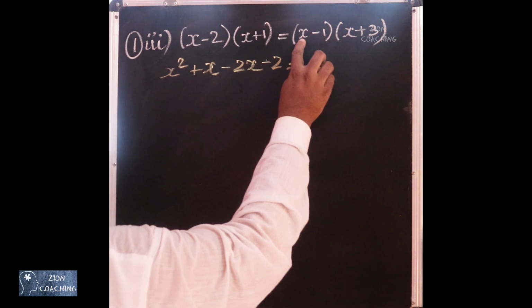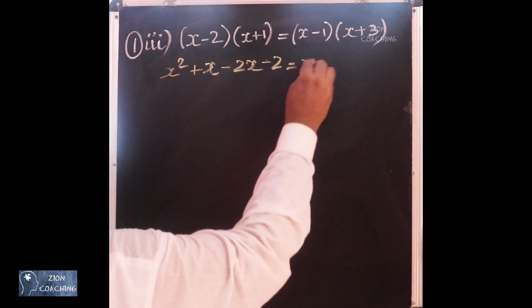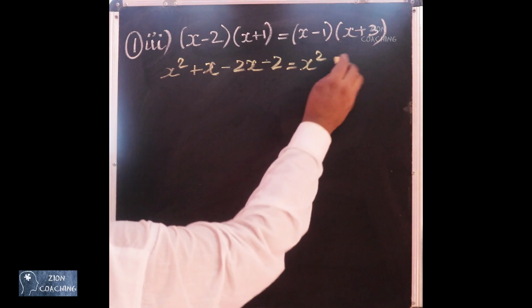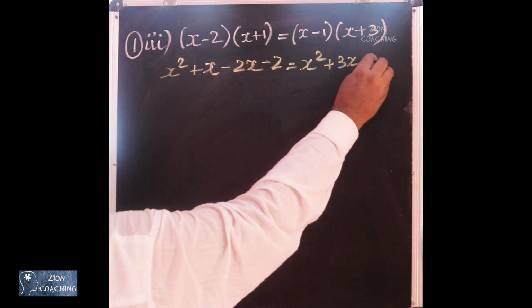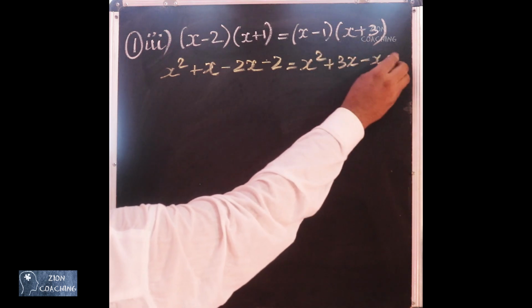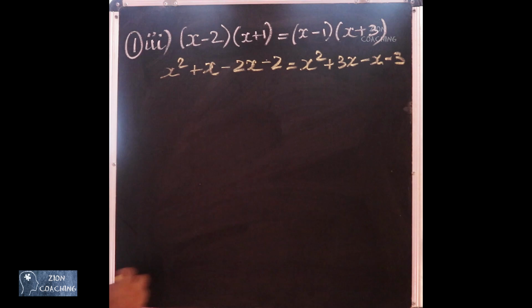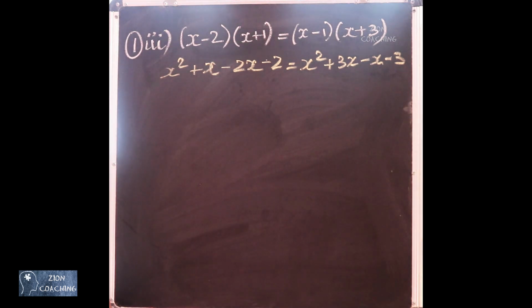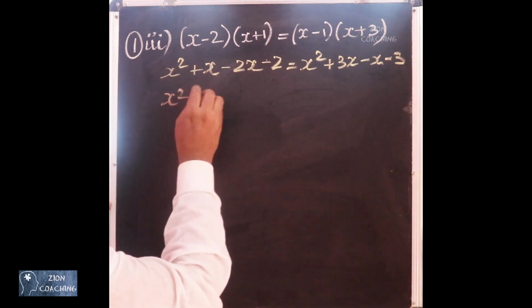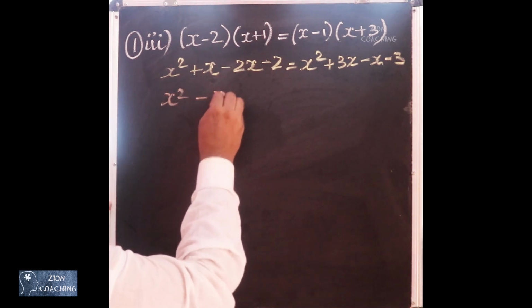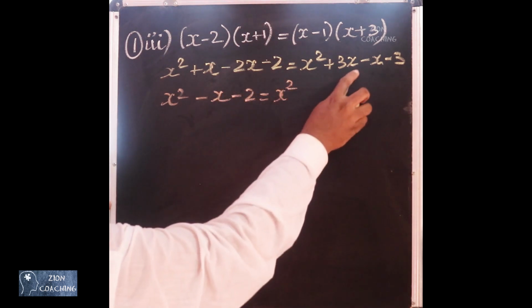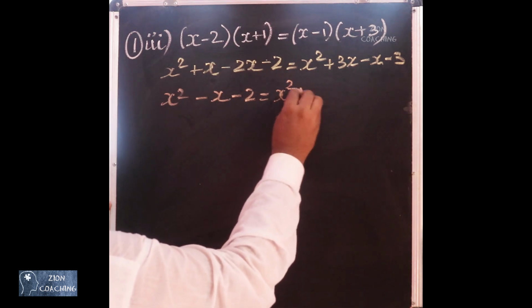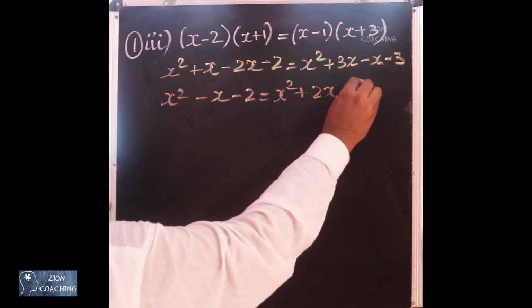we are going to multiply by x first. X into x will be x squared, x into 3 will be 3x, minus 1 into x will be minus x, minus 1 into 3 will be minus 3. Now we are going to combine the common terms. So we will have x squared, x minus 2x will be minus x, minus 2 equal to x squared. In this side we have 3x minus x, that is going to be 2x minus 3.